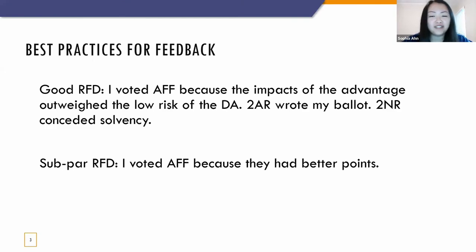So here we just have an example of a good RFD and then an RFD that you could add a little bit more to. So the good RFD here, you can see as an example, it's specific to the debate round. And when the kids go back and look at your RFD, they can remember, oh, the 2AR did a really good job in their speech and that helped the judge. So maybe what the 2AR did in that debate round, we should try and do something similar again.